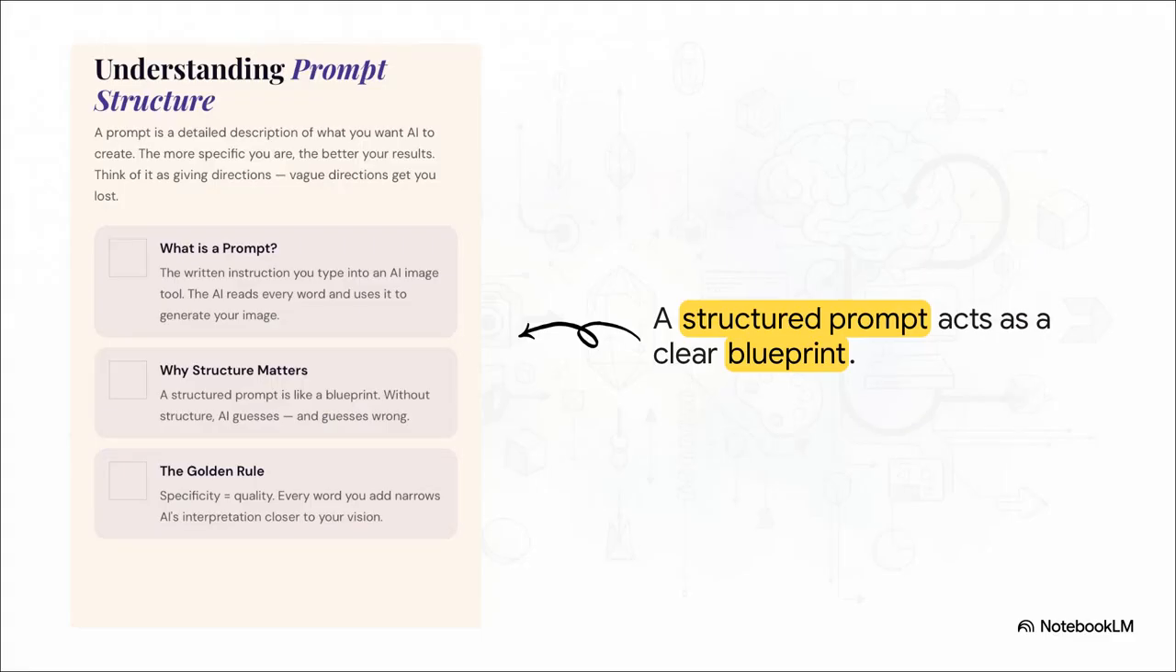And this brilliantly illustrates the point. Think of a structured prompt as a blueprint. If you were hiring an architect, you'd never just say, hey, build me a house, and then walk away. You'd end up with something completely wild. You'd give them a detailed blueprint showing the rooms, the materials, the exact lighting, the colors. You get the idea. The more detailed that blueprint is, the closer the final house matches your dream. And exactly the same rule applies to AI image generation.